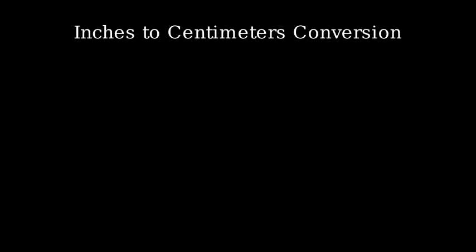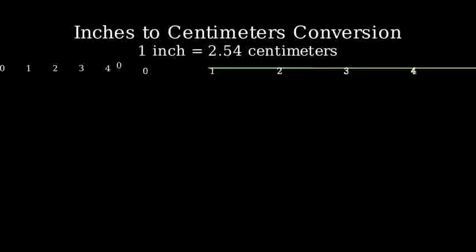Let's start with our given conversion factor. We know that 1 inch equals 2.54 centimeters. We'll keep this in mind as we perform our calculation. Imagine we have a ruler, and you can see that each inch on the ruler can be represented by 2.54 centimeters when converted. This conversion factor helps us relate the two measurement units. Let's set the stage for an example of this conversion.